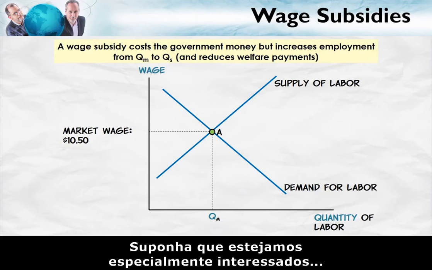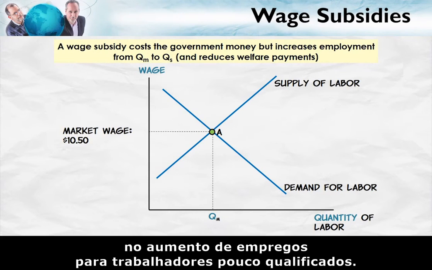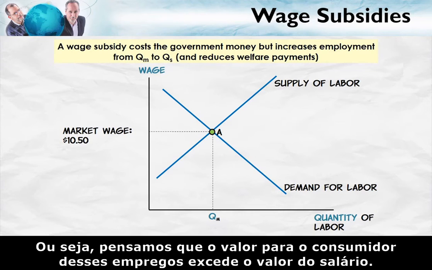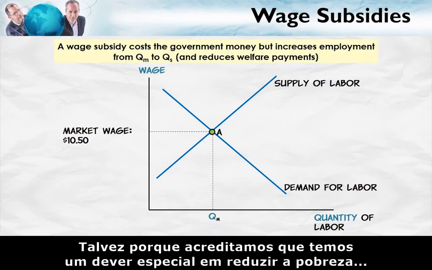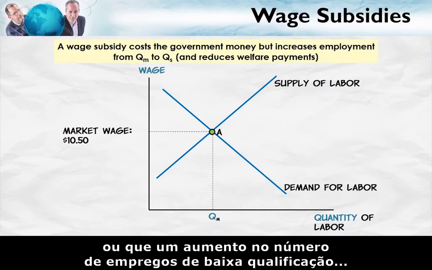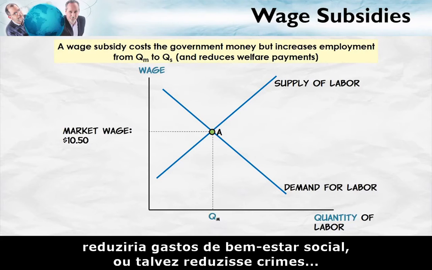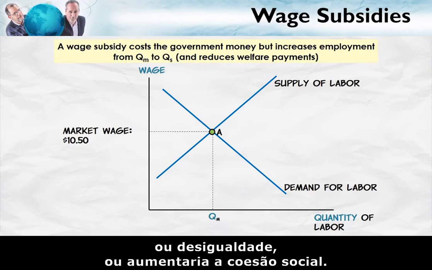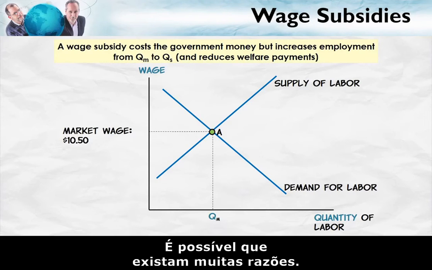Suppose that we are especially interested in increasing the number of jobs for low-skilled workers. That is, we think that the value of these jobs exceeds the wage, the value to consumers. Perhaps because we believe that there's a special duty to reduce poverty, or that increasing the number of low-skilled jobs would reduce welfare payments, or perhaps reduce crime, or inequality, or increase social cohesion. There may be a variety of reasons.